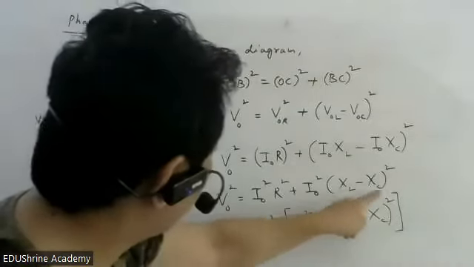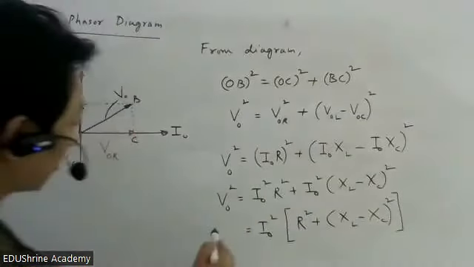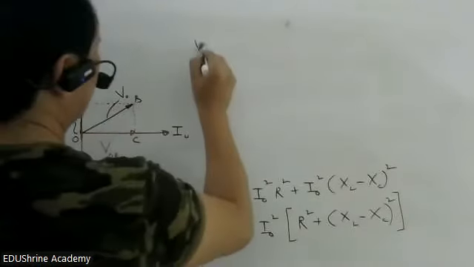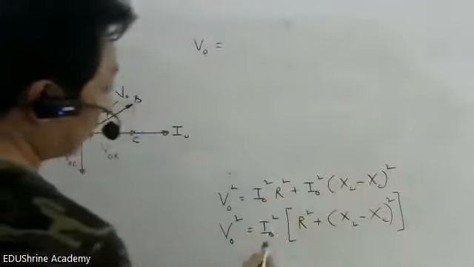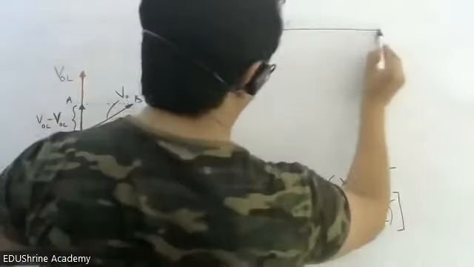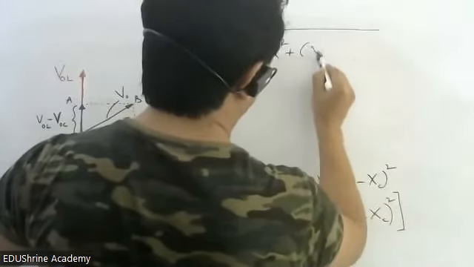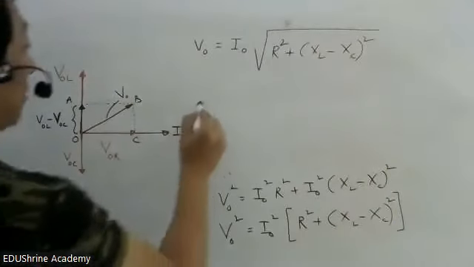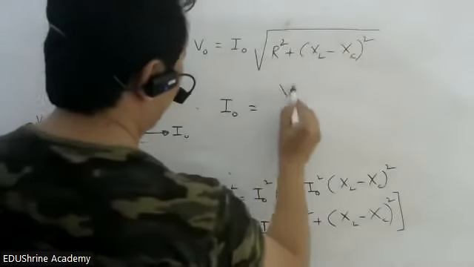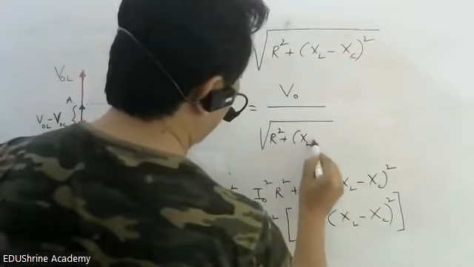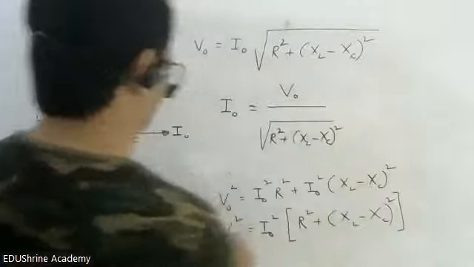So I hope everybody understood. From this term and this term, I took I naught square common. Now I will take the square root because I want V naught. So V naught will be the square root of this. Square root of I naught square is I naught, and square root of the rest is square root of R square plus XL minus XC whole square. So therefore, I naught will be V naught by root over R square plus XL minus XC whole square.